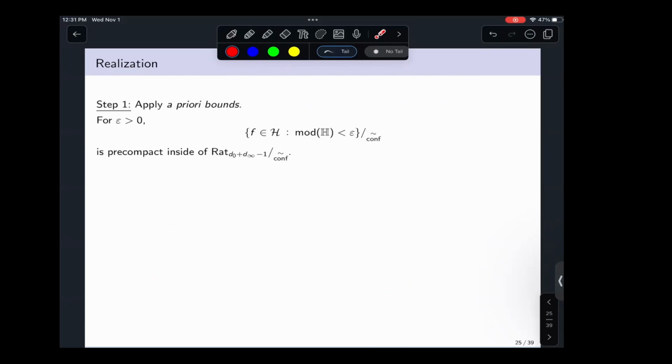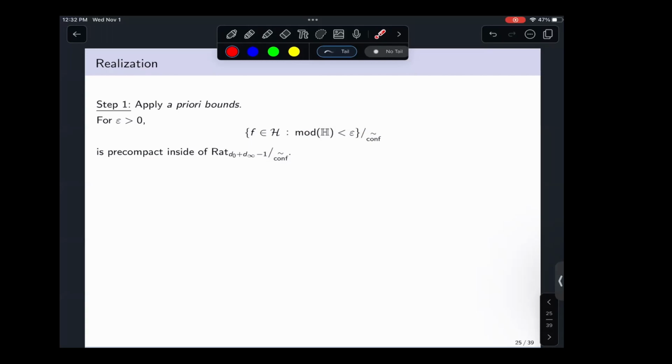So using a priori bound, I can say for sure that I get some notion of precompactness, meaning that if I select any small epsilon, and if I restrict my space of Herman rings to have modulus bounded above by epsilon, in fact, this is precompact inside the space of rational maps. And then my space of rational maps here, I also take modulo conformal conjugacy, just to make it normalized.